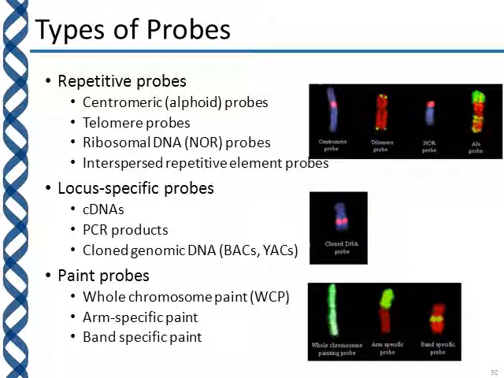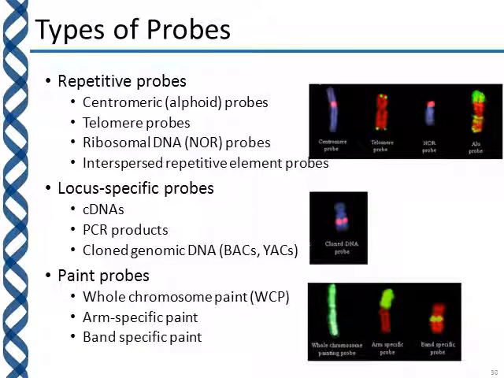So what are the types of probes one can use? One can use repetitive probes, such as a centromeric probe, a telomere probe, a ribosomal DNA probe, or an interspersed repetitive element probe. Here are examples of these shown on the right. There are locus-specific probes, cDNAs, PCR products, cloned genomic DNAs. These can be bacterial artificial chromosomes or yeast artificial chromosomes.